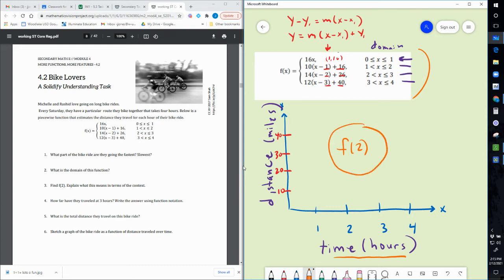Okay, how would that be different than this? Would that be the same thing? How far have they traveled in 3 hours? Is that the same thing as saying f of 3? Okay, so go ahead and answer that question.